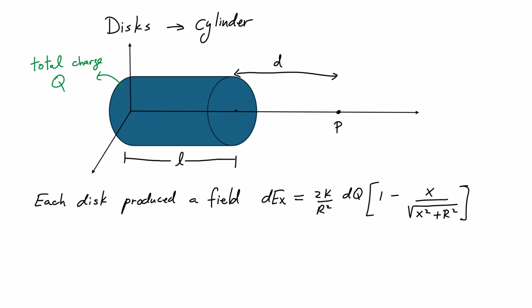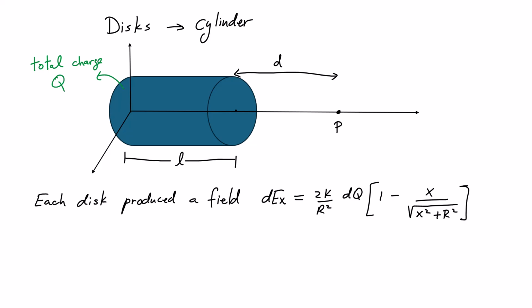I just kept it in terms of dq over here. That's going to be a nice variable for me to make this substitution. Okay, so that is the infinitesimal now produced by one of those disks. And one of those disks is a distance x away, but there's a whole series of disks here that I need in order to produce a cylinder.